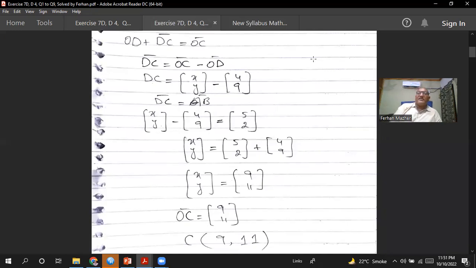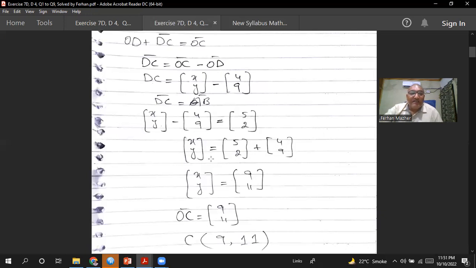OC is X and Y. Its coordinates are X and Y. And OD is (4, 9). And we know that the vector DC will be equal to the vector AB, because they are the opposite sides in the parallelogram. So DC is the column vector (X, Y) minus the column vector (4, 9) equals (5, 2). So take this minus and bring it here.